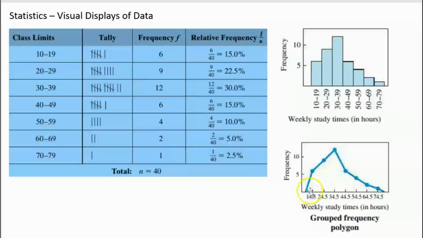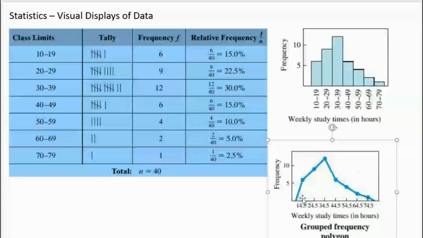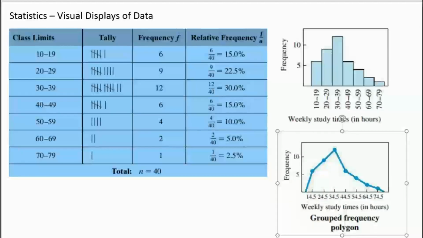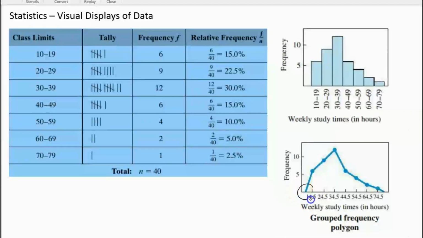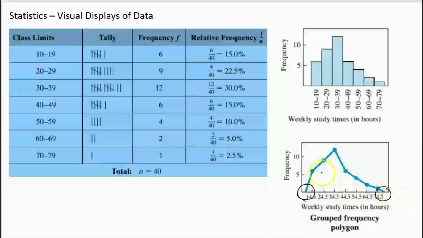See how these ends come straight down? Right here at the end, there and there at the end, it just comes down to the graph. It kind of tapers down and then touches, and that's what makes a grouped frequency polygon.